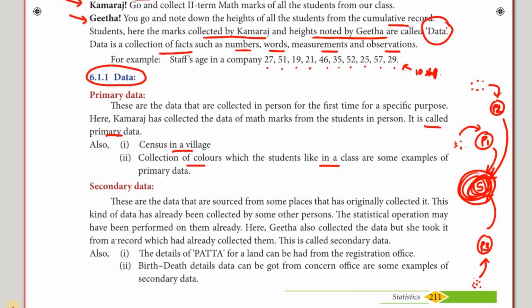So here Gita also collected data, but she took it from a record book which has already been collected, and this is an example of secondary data. So Kamraj has primary data and Gita collected secondary data. Some more examples: the details of patta for a land that we can get from the registration office, and the birth date details which can be got from the concerned office.